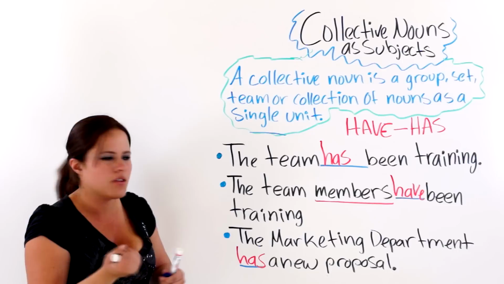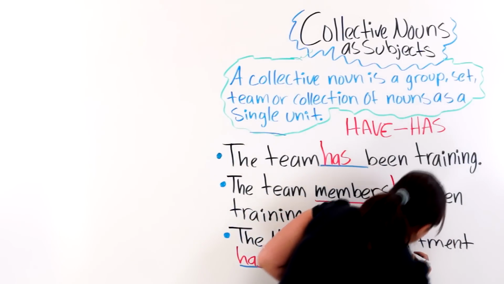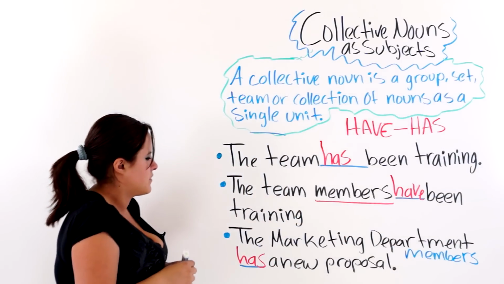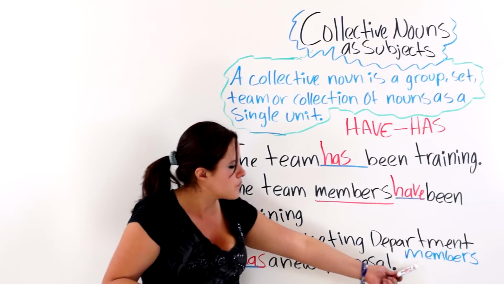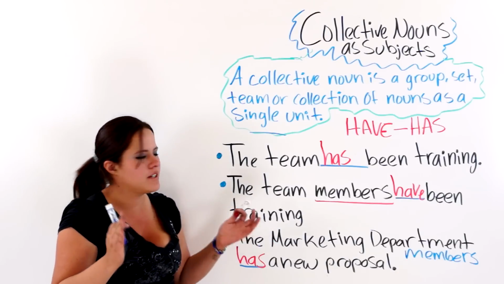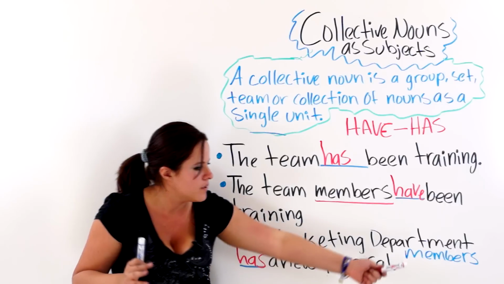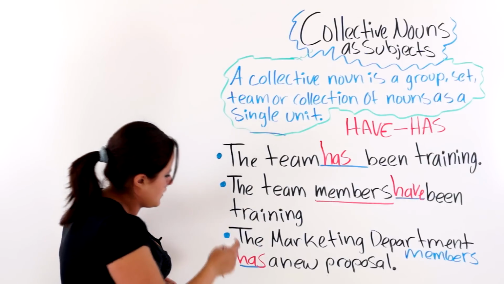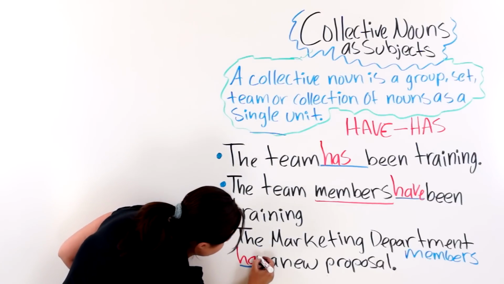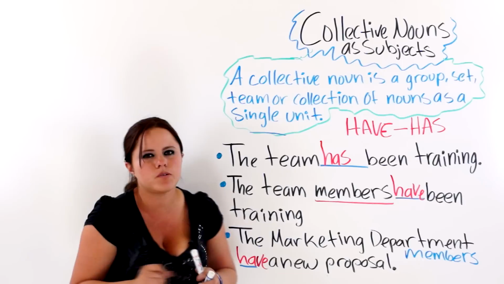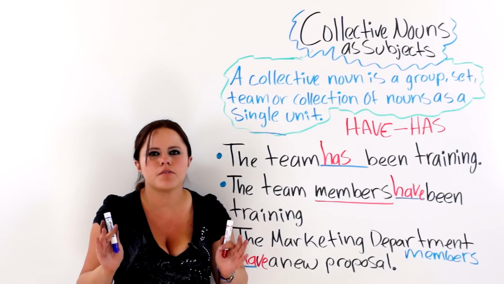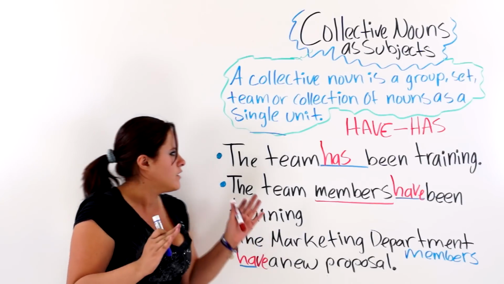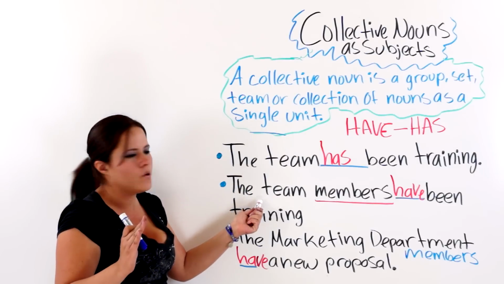What would happen if I said the marketing department, let me write it down here, members. The marketing department members. Then you would change this, because members breaks the collective noun down. And instead of working as a single unit, members will break it up into separate elements. So instead of has, we would say have. The marketing department members have a new proposal. All right? So you have to be really careful when you look at a collective noun as a subject to really check if it is working as a single unit or as broken down elements.